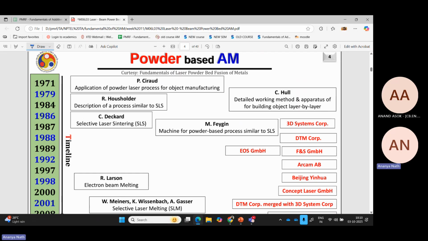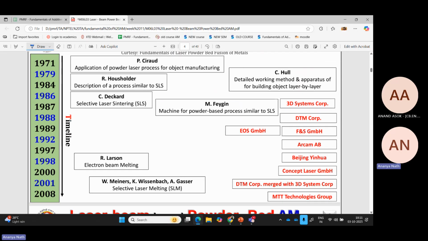Then, if I start with the history, from 1971 this process came. It's not very old, but the process was not that useful at that time because there were very few companies who started it. EOS is one of the leading companies making this machine. EOS, Electro Optical Systems, is the company name which first introduced us to PBF systems.